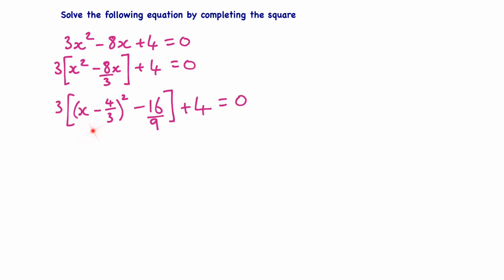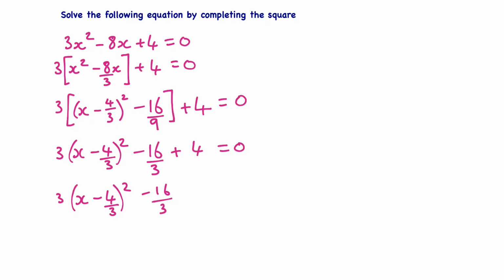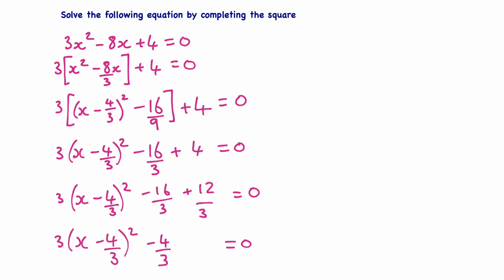So once I've completed the square, inside this square bracket I will now times the 3 by these two terms, which gives me the following. Then I bring down my plus 4. What I will do next is tidy up the two numbers. In order to add these two numbers, it's better to write 4 as a fraction. So 4 is the same as 12 thirds. And then by adding minus 16 thirds plus 12 thirds, I will get minus 4 thirds.